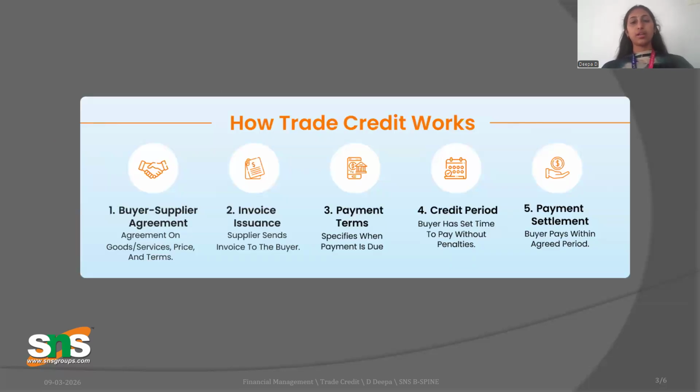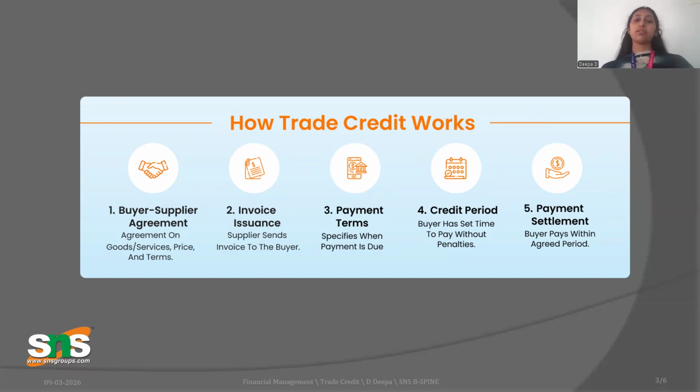And how does this trade credit work? First is the buyer-seller or supplier agreement. The agreement mentions all the things, like the goods or services, the price, and the terms and conditions. Second is invoice issuance, where the supplier sends an invoice to the buyer. The invoice mentions what the products are, how much quantity, and the specific amount.